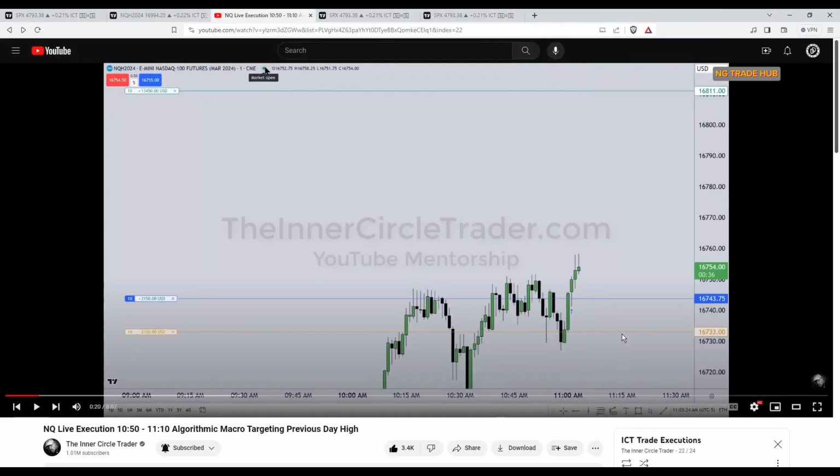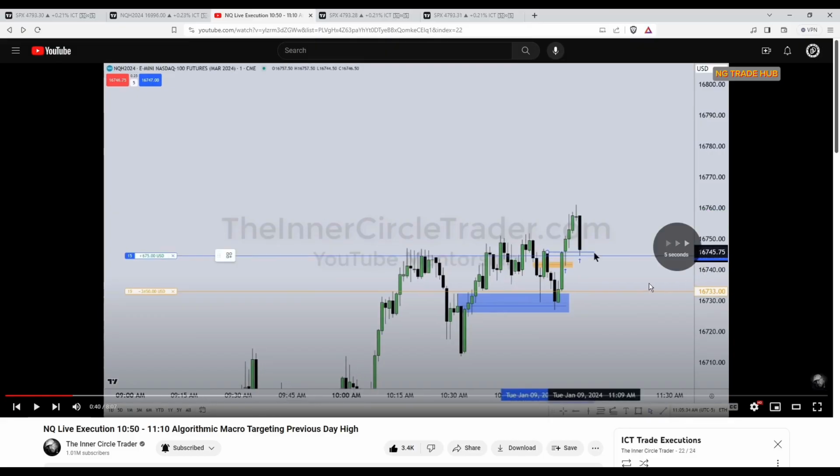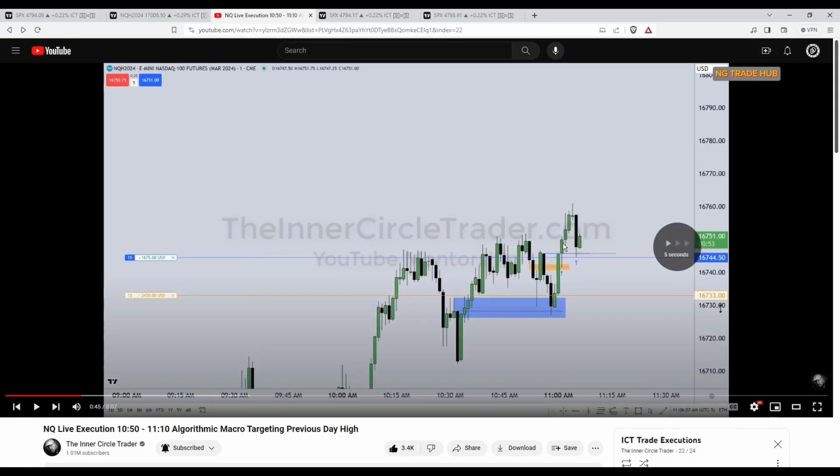So let's skip it ahead again. We're going to come back to his entry, 16,743.75. We're going to skip it ahead here. Look what he marks out. See these 3 consecutive down close candles with the fair value gap? That's a bullish order block or a change in the state of delivery. So he's not anticipating for this low to get swept. Price created a change in the state of delivery higher.